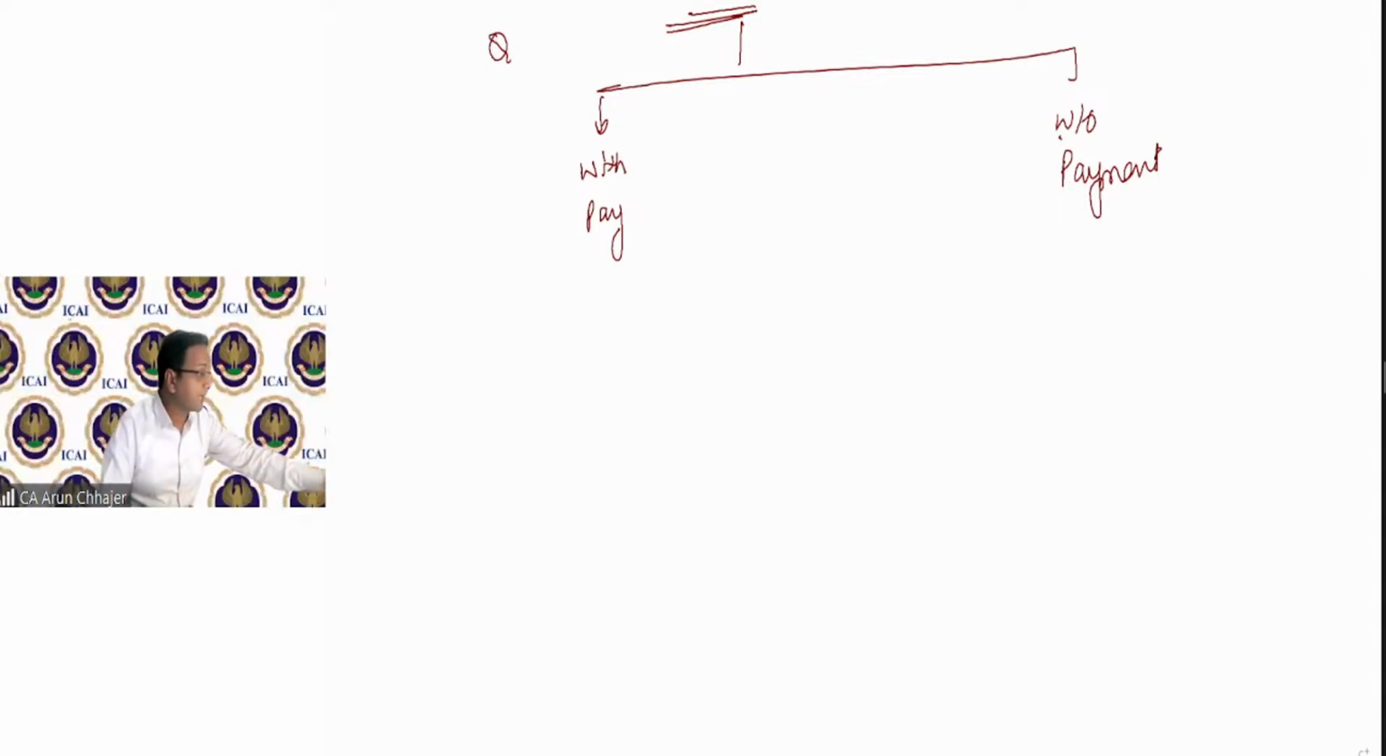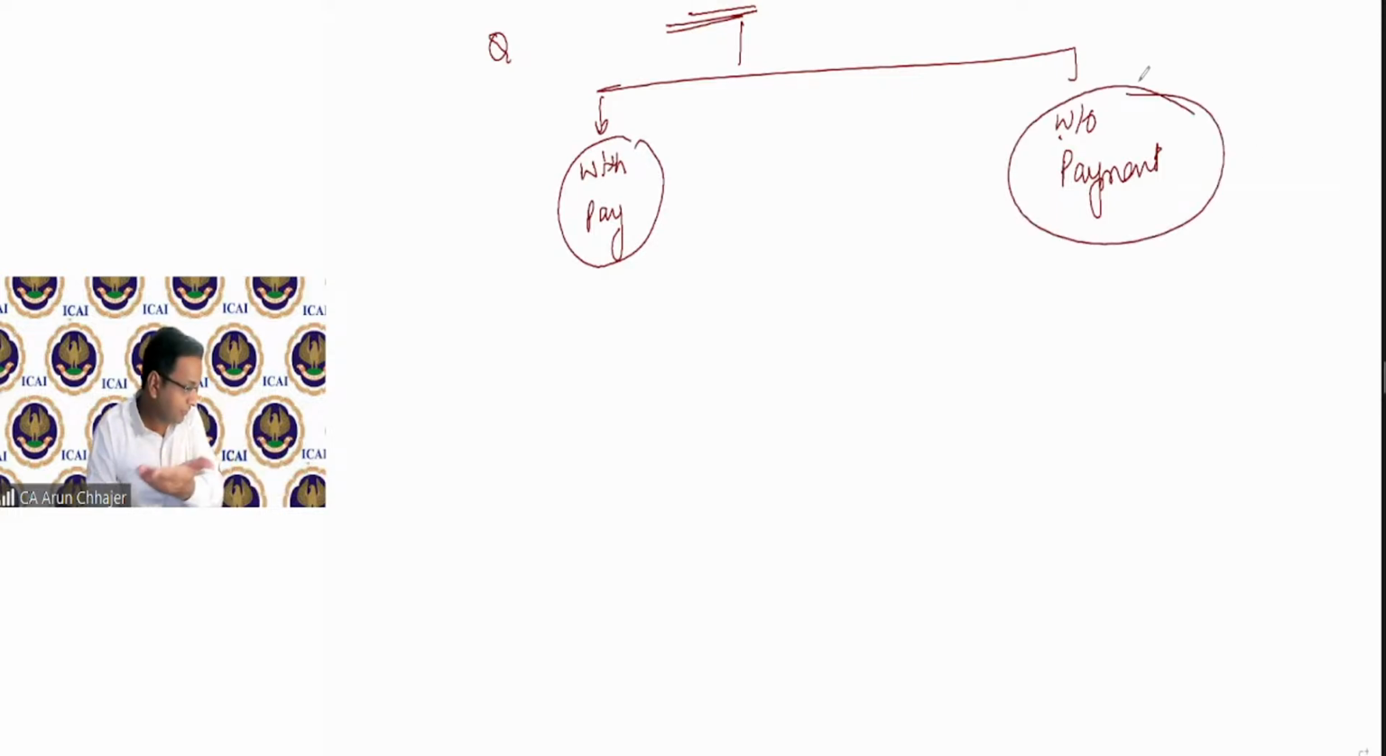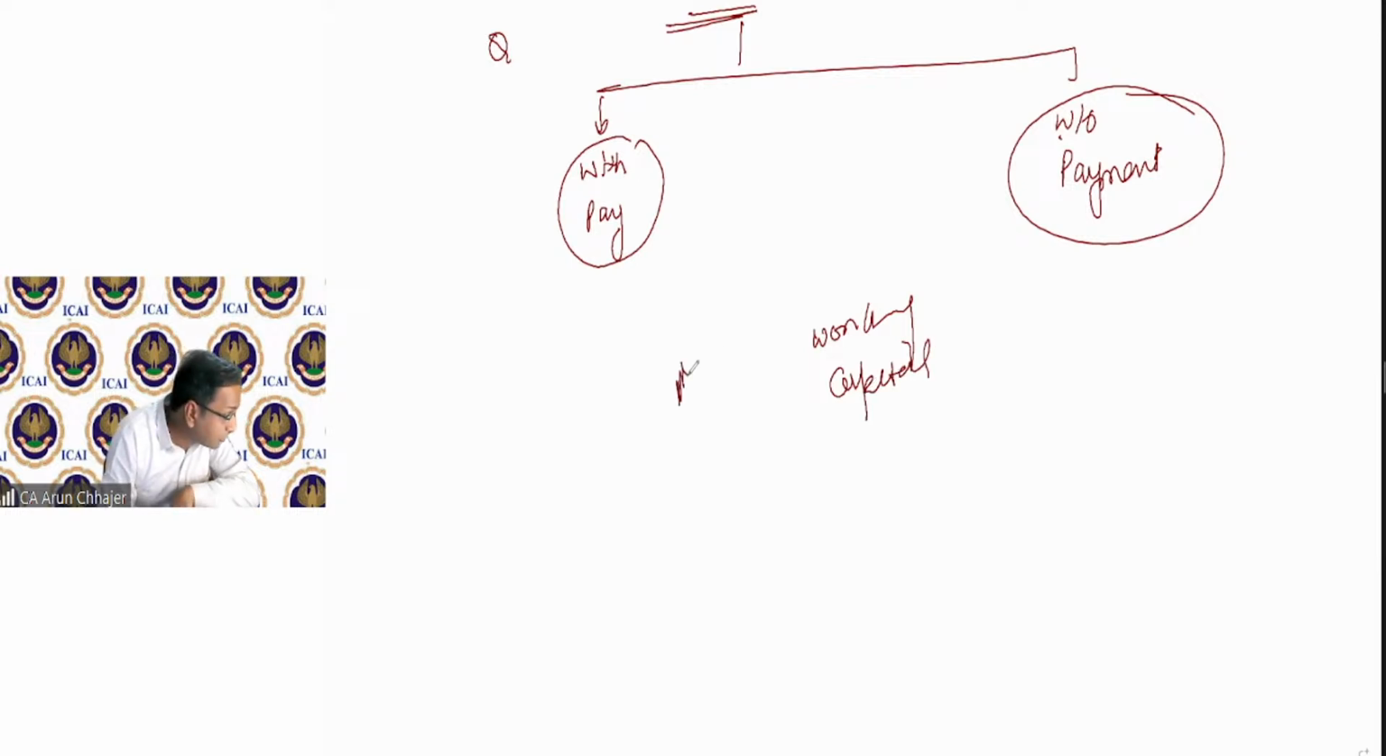You tell me which route I will opt. With payment of taxes? Why? So you mean to say first I have to pay and then take the refund? I would prefer without payment because here I am not required to pay the taxes. Basically, my working capital would be blocked here. Then why are you saying this? You need to refer.